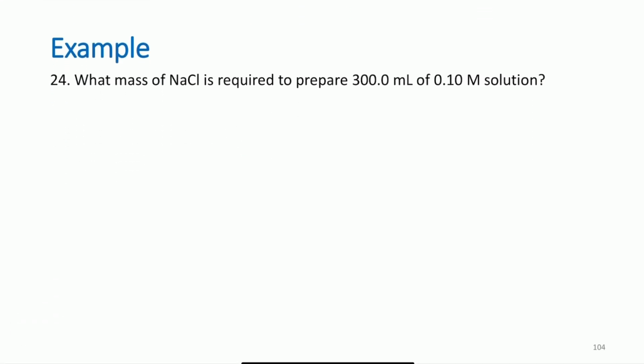What mass of sodium chloride is required to prepare 300 mL, so mass of NaCl, 300 mL of a 0.1 molar solution? I want a number of grams of NaCl. And I've got a 0.1 molar solution, which is 0.1 moles of NaCl to 1 liter of NaCl solution. I need 300 total mL of solution, 0.3000 liters. I don't want to lose my sig figs. Had 4 sig figs there, so I'm keeping 4 sig figs.